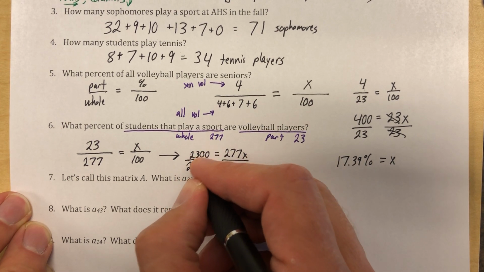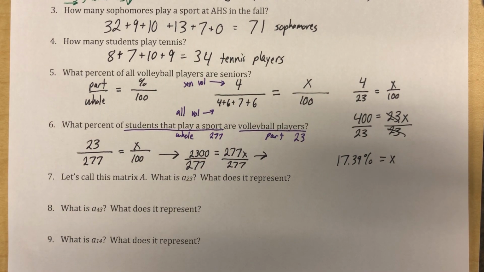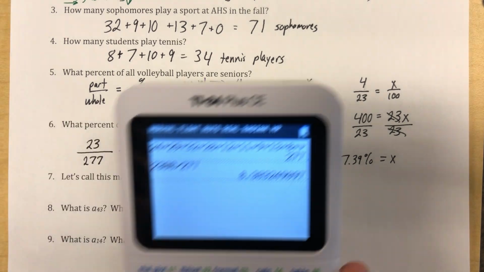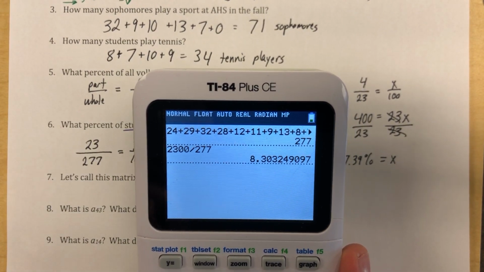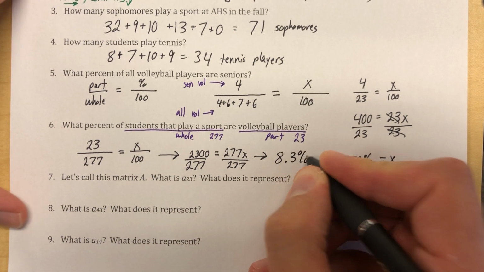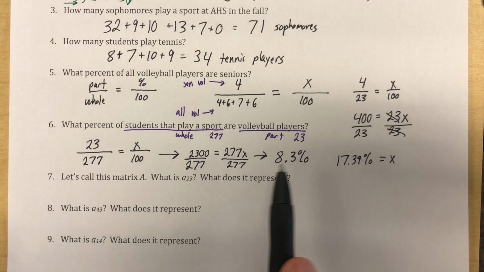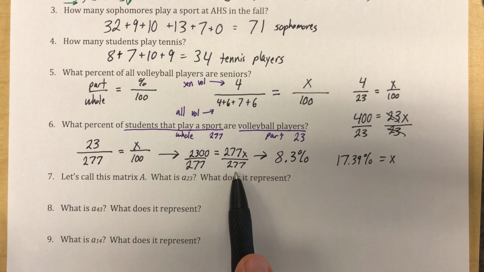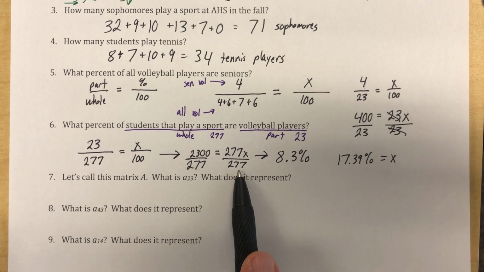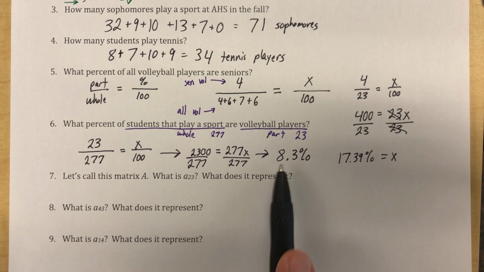You've seen this work before. 277, so whatever 2300 divided by 277 is, I'm grabbing a calculator, I'm typing, I'm having fun. I get 8.30. I'm going to leave that last zero off. 8.30%. So let's suppose there's a pep rally, and they're going to call every athlete's name. About 8 out of every 100 athletes will be a volleyball player. That's what that means. So if they're going to call all 277 names, that'd be a long pep rally. But if they were going to do that, then out of every 100 people they named, 8 of them, approximately, would be a volleyball player.